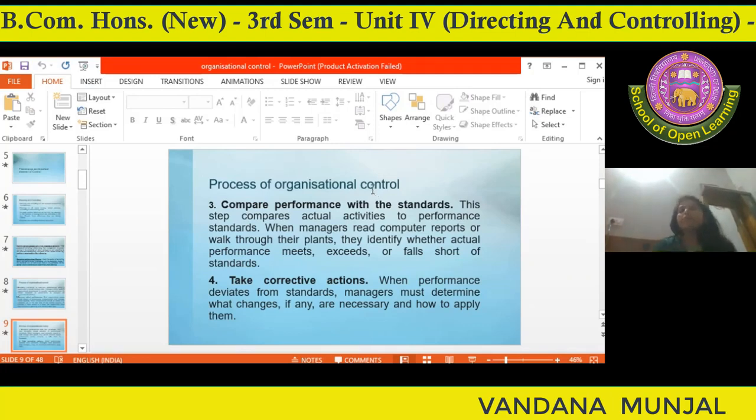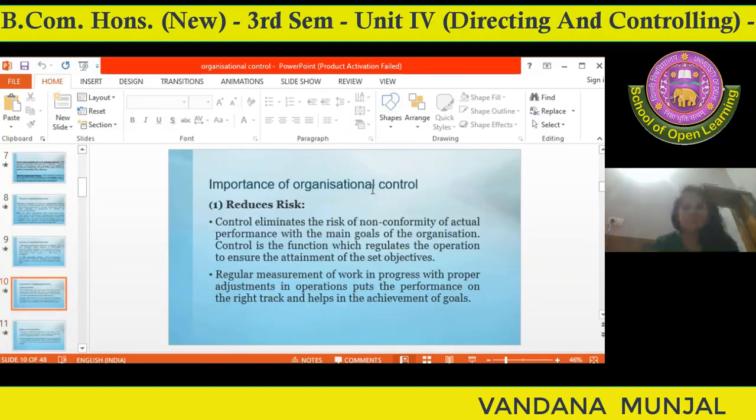What is the importance of organizational control? Why you need to control? Okay, first of all, it reduces the risk. Okay, it reduces the risk of non-conformity of actual performance with the main goals of the organization. यानी कि जब आप regularly at intervals control exercise करते रहते हो, supervision करते रहते हो, तो in that case there are great chances, there is great probability that your actual performance will match up with the standard performance. Okay, लेकिन अगर आप proper tap नहीं रखते हो, then there is a possibility that the plan will fail and जो risk या threats future के हैं that will come in in future, right?